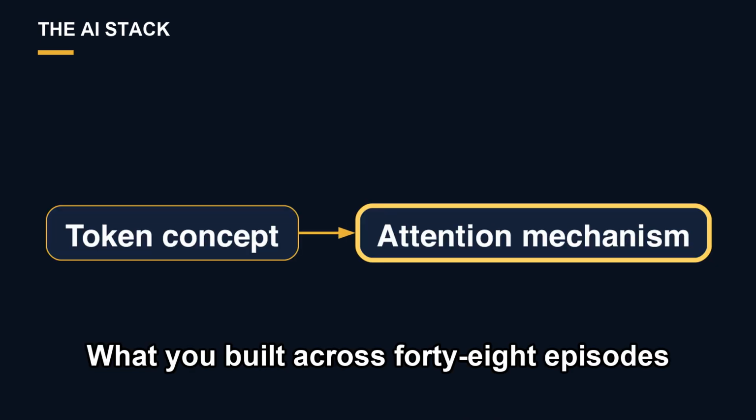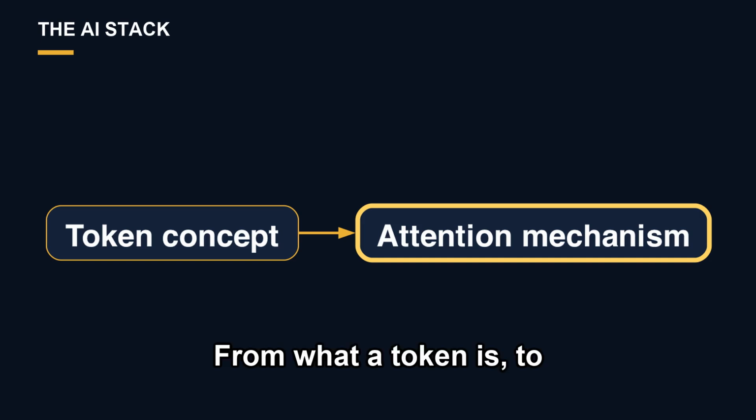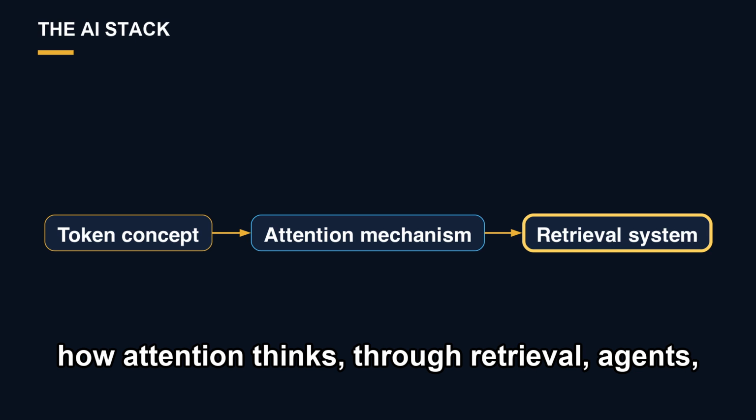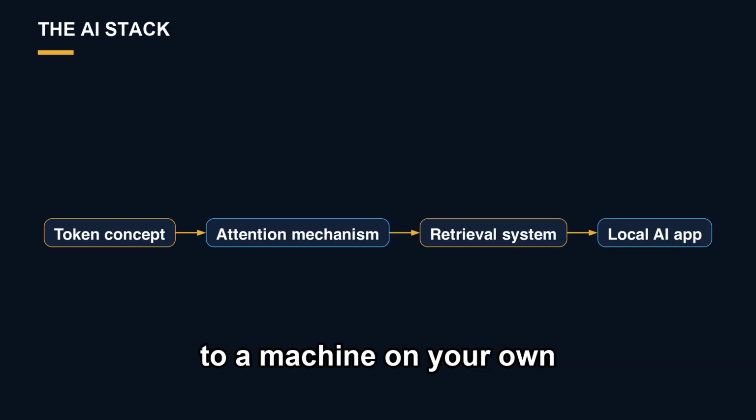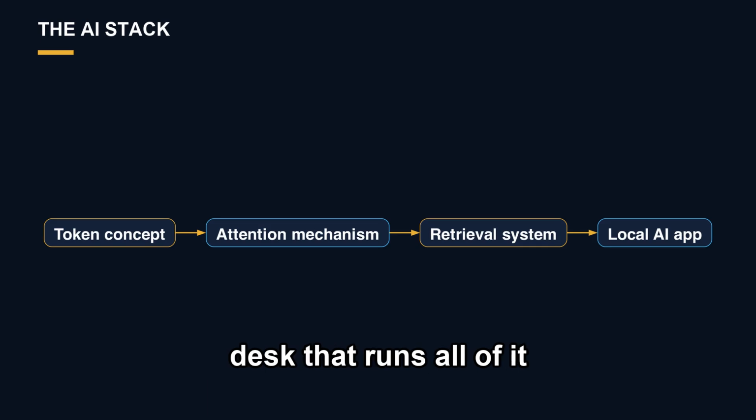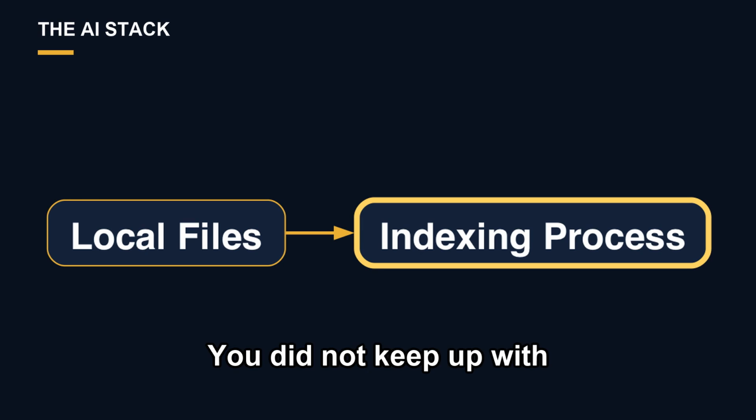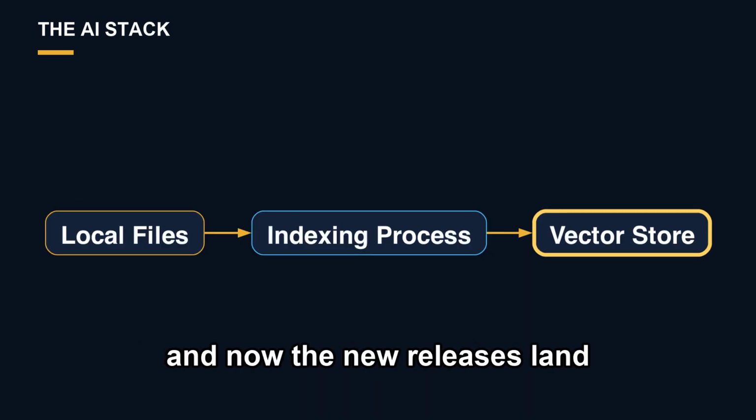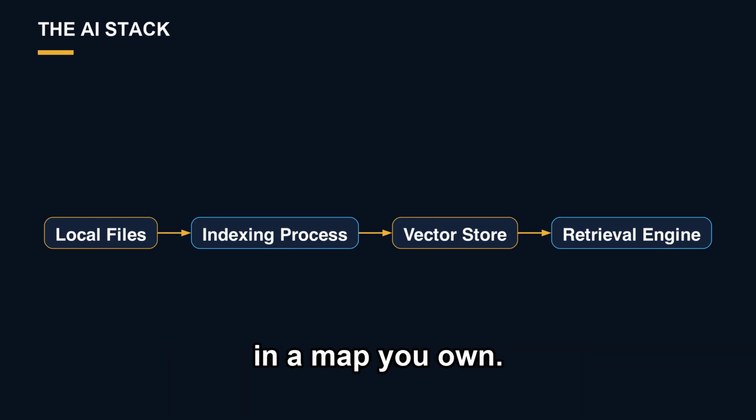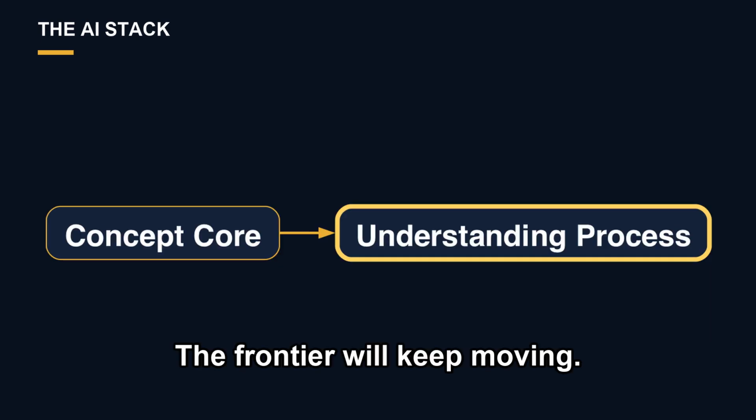What you built across 48 episodes is bigger. From what a token is, to how attention thinks, through retrieval, agents, memory, production, training, and security, to a machine on your own desk that runs all of it at once. You did not keep up with AI by chasing. You understood it from the bottom, and now the new releases land in a map you own. The frontier will keep moving.